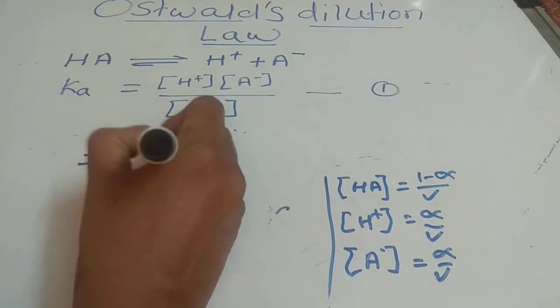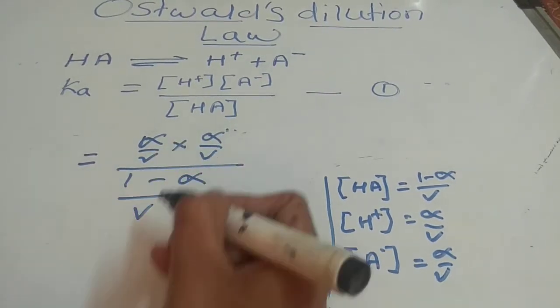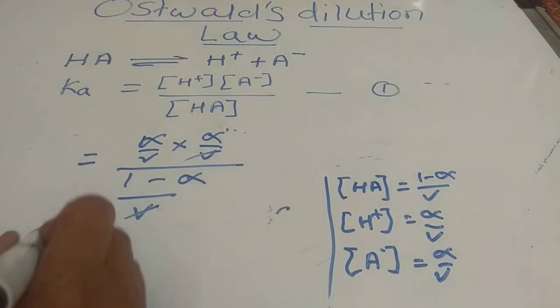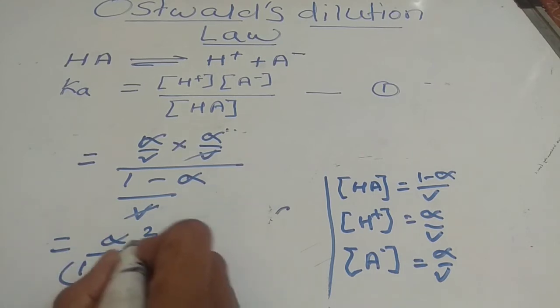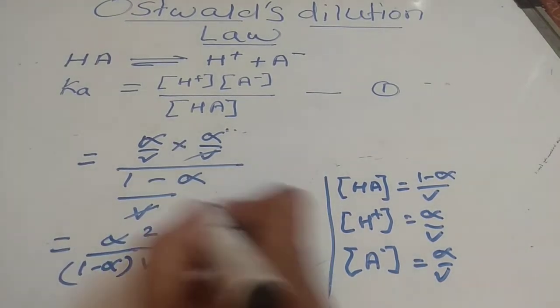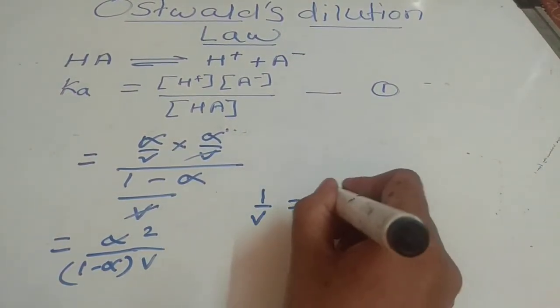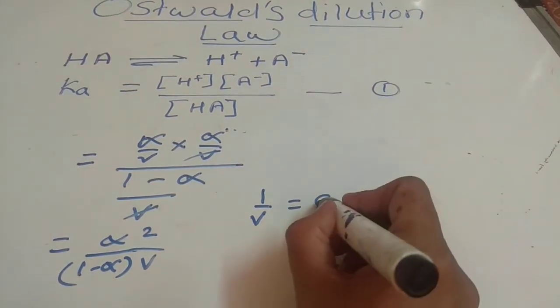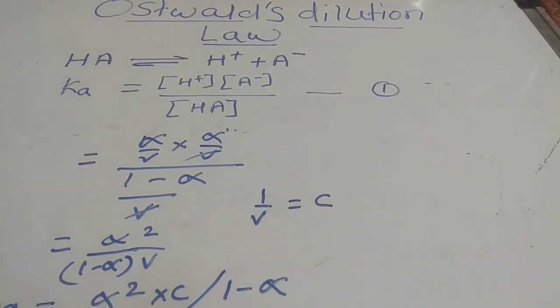Alpha upon V into alpha upon V upon 1 minus alpha upon V. V and V get cancelled. We get alpha square upon 1 minus alpha into V. But we know 1 upon V is equal to concentration. So we get Ka is equal to alpha square into C upon 1 minus alpha.